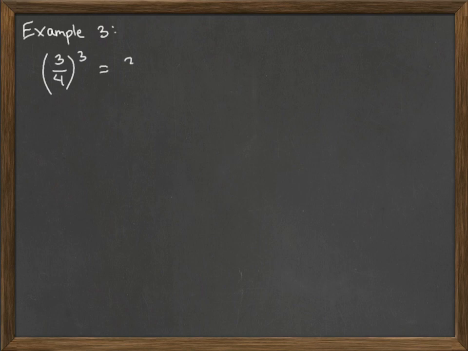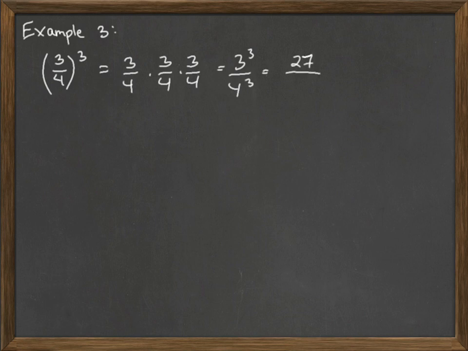Okay, so again, you certainly don't have to, but you can rewrite this as multiplication: 3/4 times itself. You have 1, 2, 3 of those. Why are there 3 of them? Because we're raising it to the third power. You could also write it as 3 to the third power over 4 to the third power. 3 to the third power, type that in your calculator, is 27. 4 to the third power is 4 times 4, which is 16, and 16 times 4 is 64.